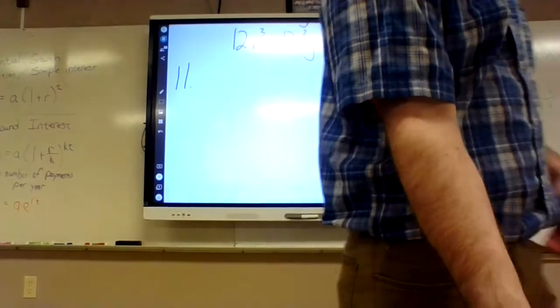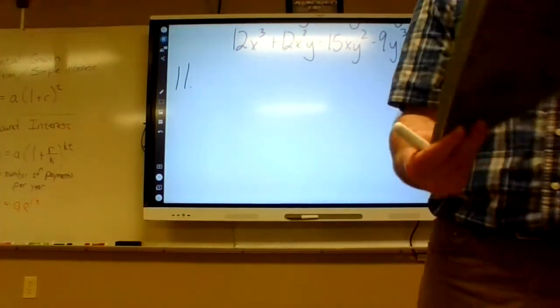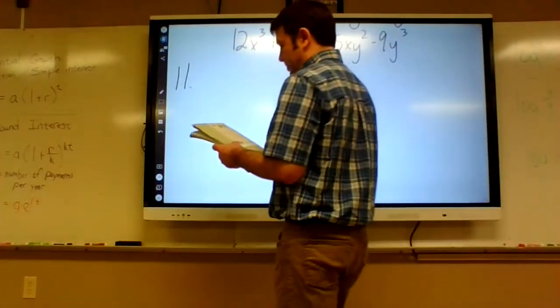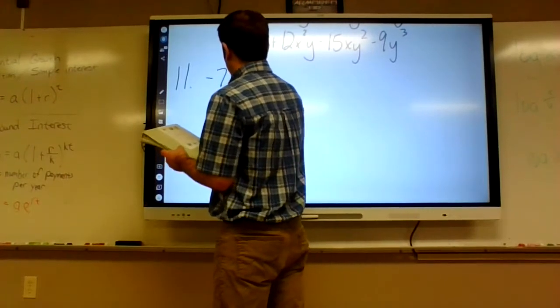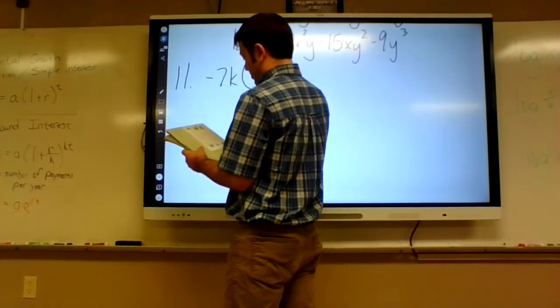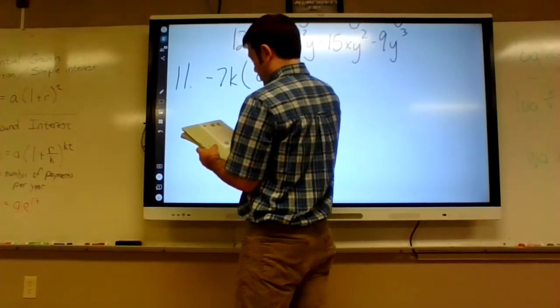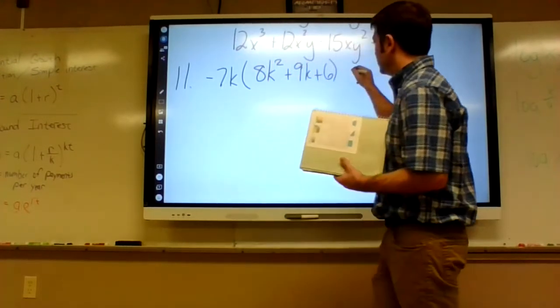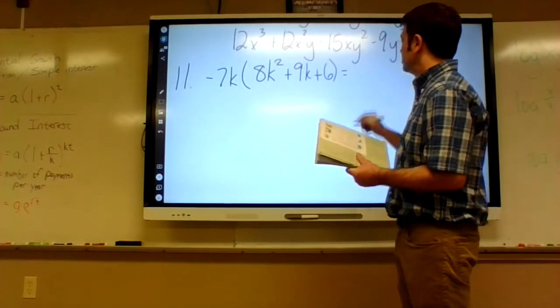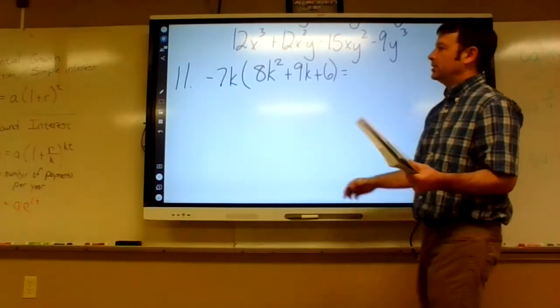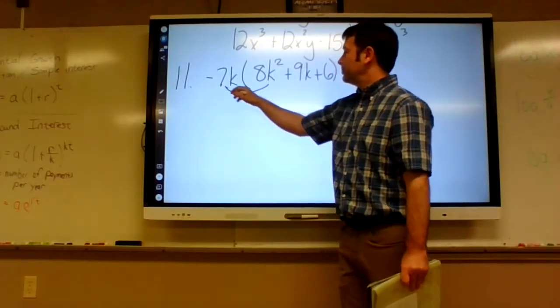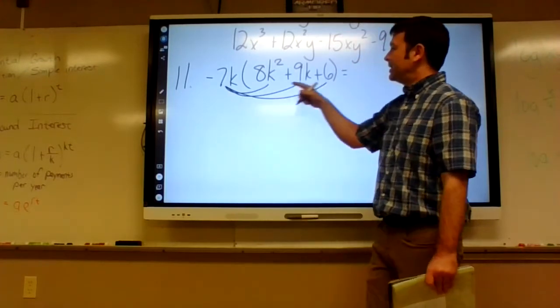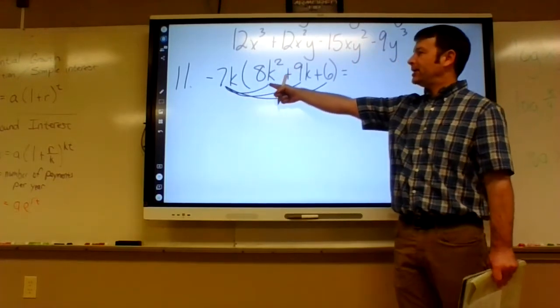Number 11's a lot easier because it's like number 5. It's just one term multiplied to those 3 terms. So what kind of problem is number 11? Distributive problem. Just one term. One term makes it easy. Negative 7k times 8k squared.